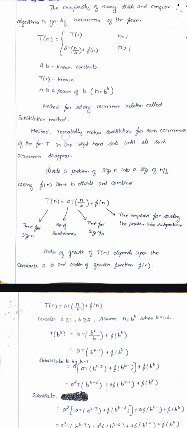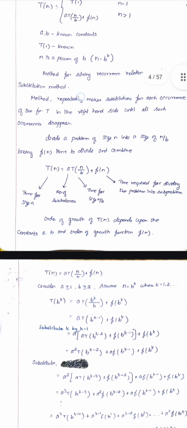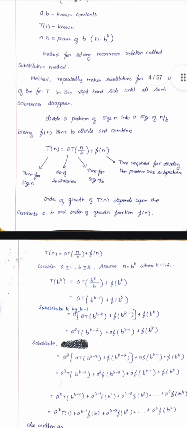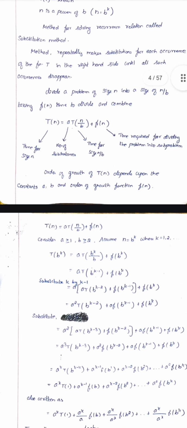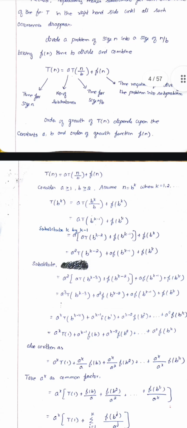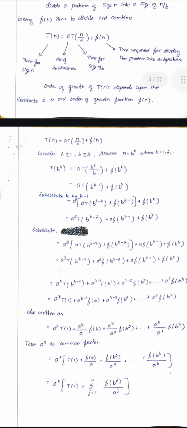Now divide a problem of size n into subproblems of size n/b, taking f(n) time to divide and combine. T(n) = aT(n/b) + f(n). This gives the time for size n, the number of subproblems, the time for size n/b, and the time required to divide the problem into subproblems. The order of growth of T(n) depends on the constants a and b, and the order of growth of the function f(n).